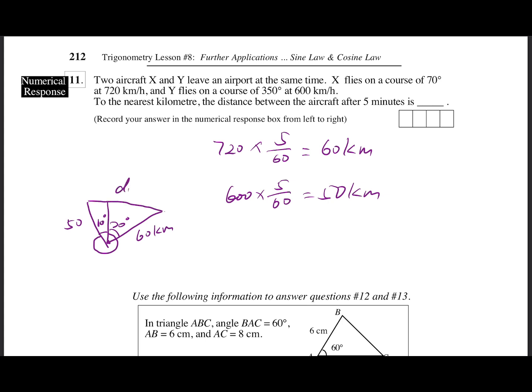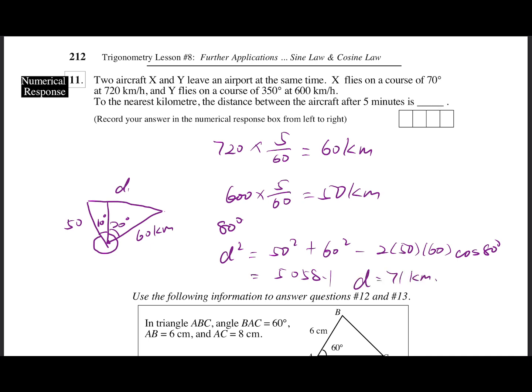We need to find the distance, and we know the angle is 80 degrees. The distance squared is 50 squared plus 60 squared minus 2 times 50 times 60 times cosine 80, so it's 5058.1, so D equals 71 kilometers.